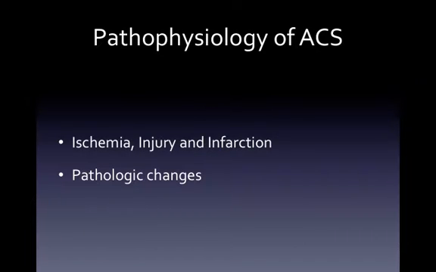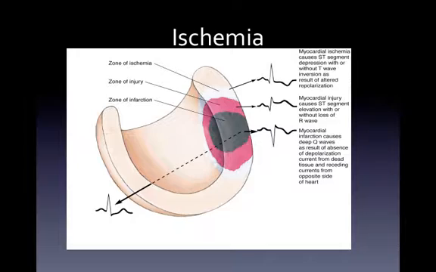Pathophysiology of acute coronary syndromes. We're going to talk about in this section ischemia, injury, and infarction, and any type of pathological changes.